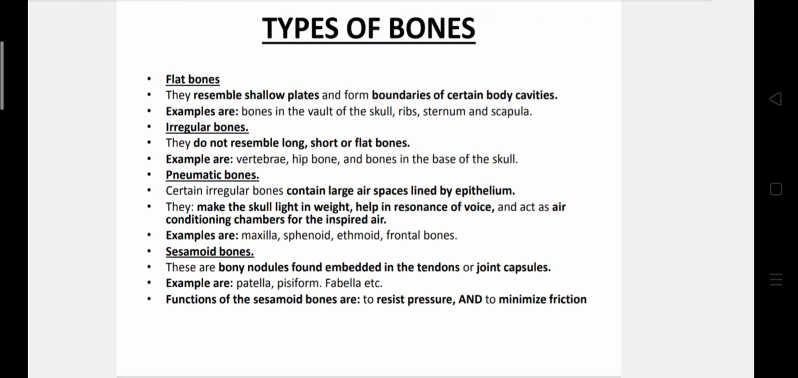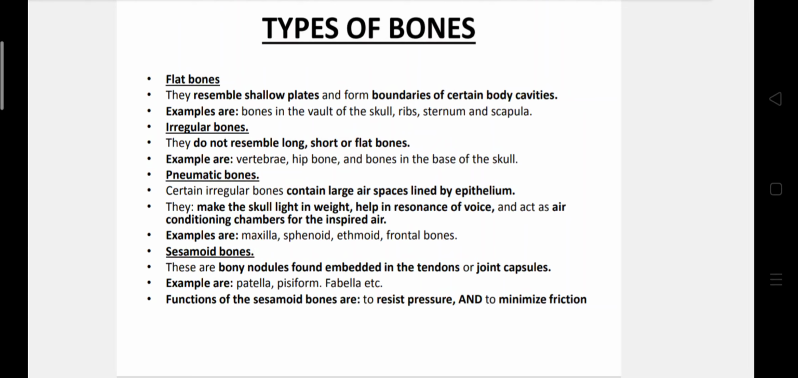Types of bones. Number 1, flat bones. They resemble shallow plates and form boundaries of certain body cavities. Examples are bones in the vault of the skull, ribs, sternum, and scapula. Number 2, irregular bones. They do not resemble long, short, or flat bones. Examples are vertebra, hip bone, and bones in the base of the skull.